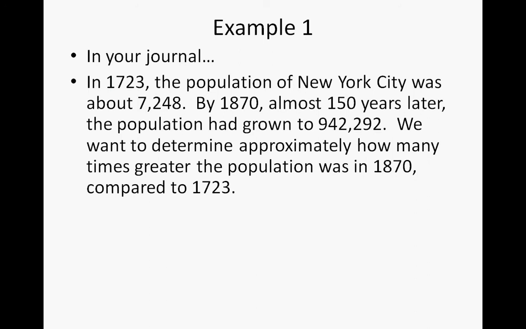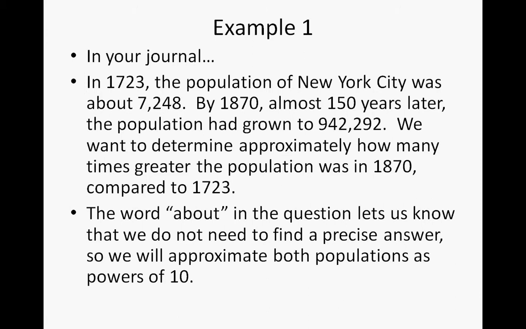Alright, so here's our first word problem, or story problem. In 1723, the population of New York City was about 7,248. By 1870, almost 150 years later, the population had grown to 942,292. We want to determine approximately how many times greater the population was in 1870 compared to 1723. So, the word about in the question lets us know that we do not need to find a precise answer, so we will approximate both populations as powers of 10.